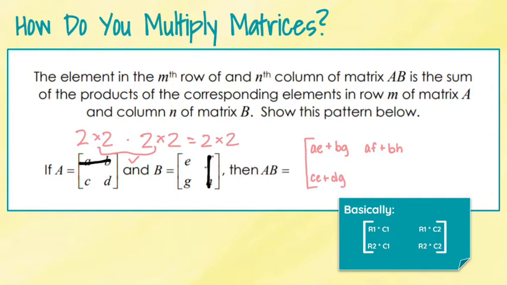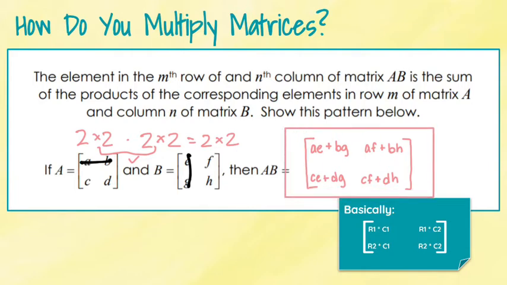And then our last one is in the position of row 2, column 2. So we don't care about row 1 or column 1. We're going to multiply row 2 times column 2. That will give us CF plus DH. So this is the generic form of multiplying matrices.